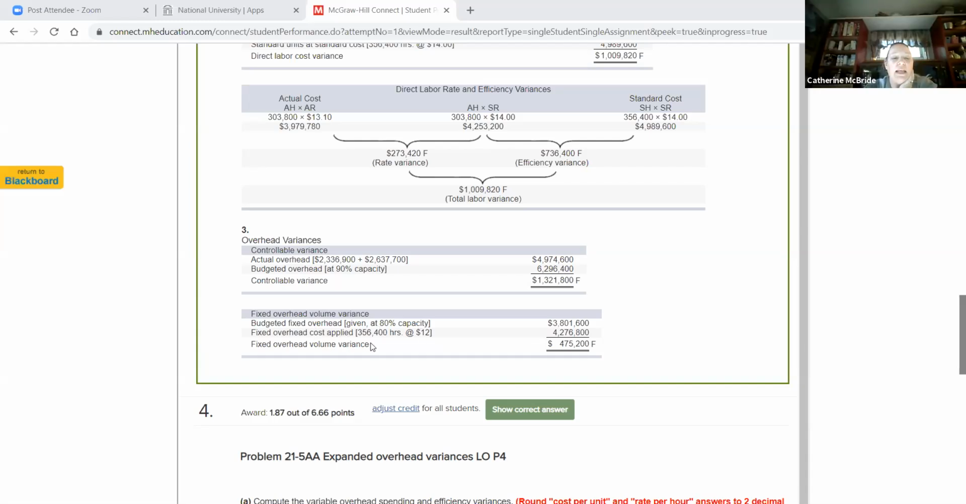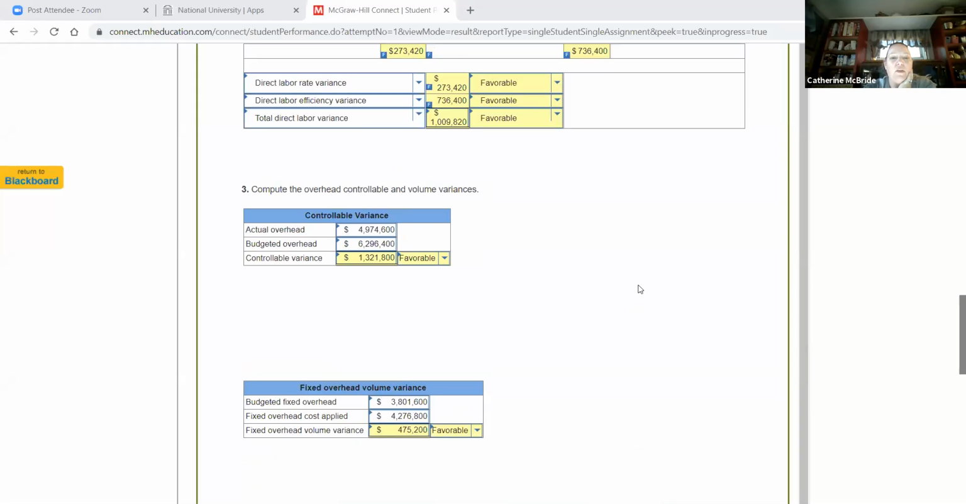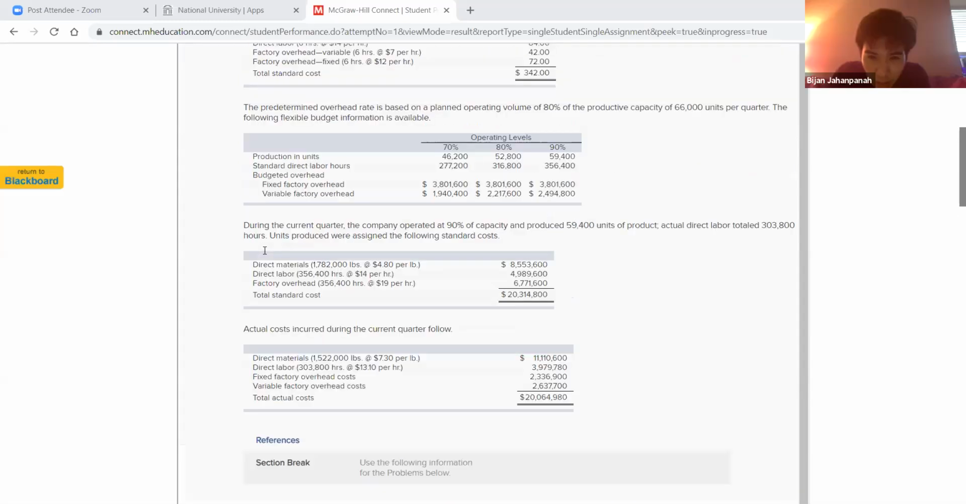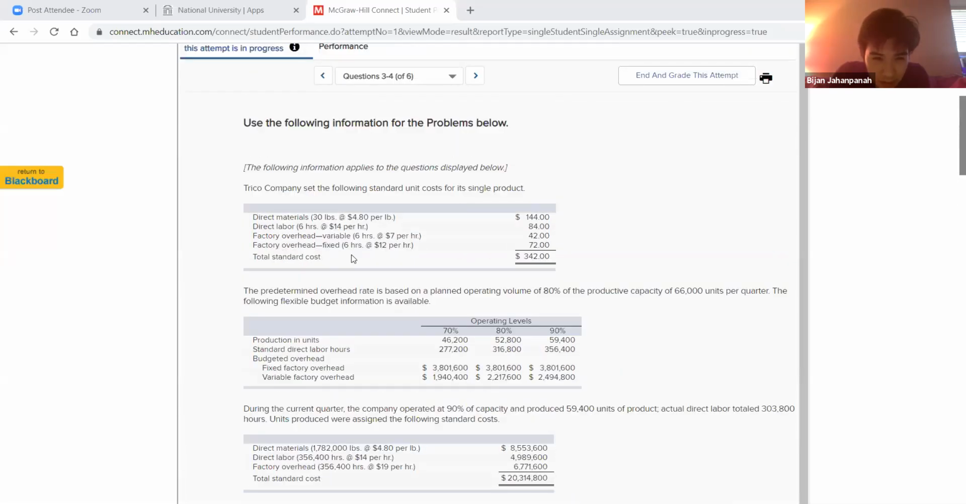So fixed overhead, we're taking the number of hours actual times the rate. It would help me if I read the data. So the actual hours times the actual rate. Where did they get the $12 from, though? I'm looking right here. Our budget, $12 per hour. So we budgeted, because now we're looking at the cost, $12 per hour.